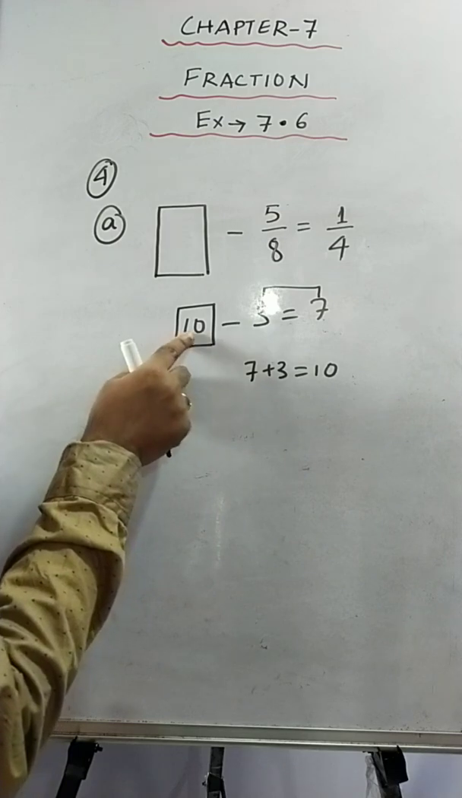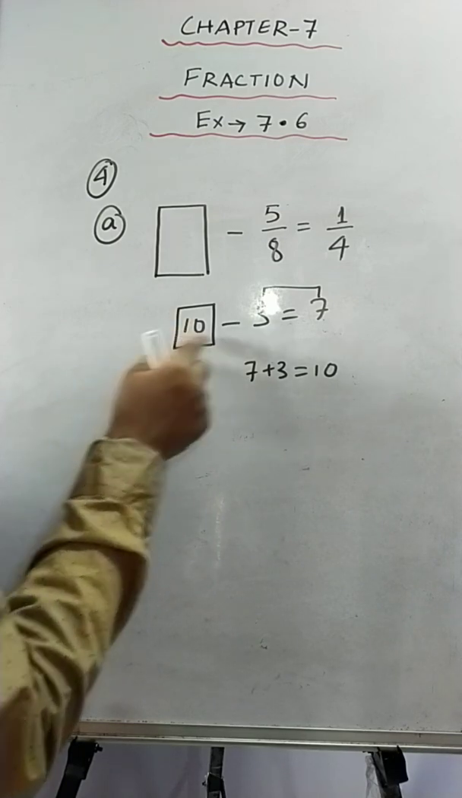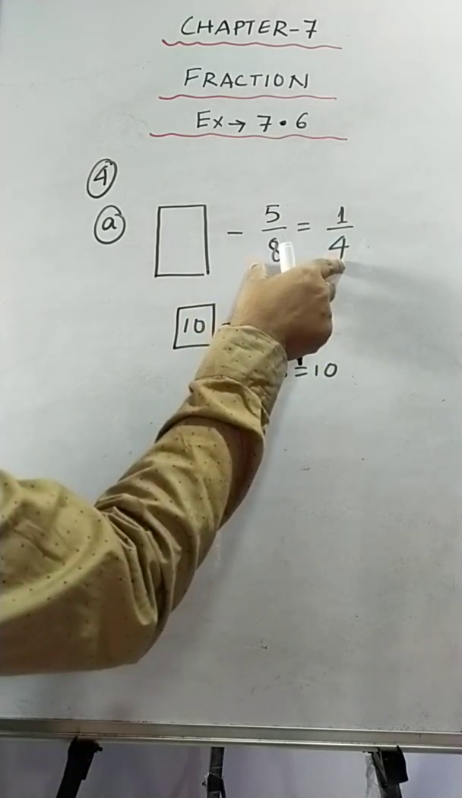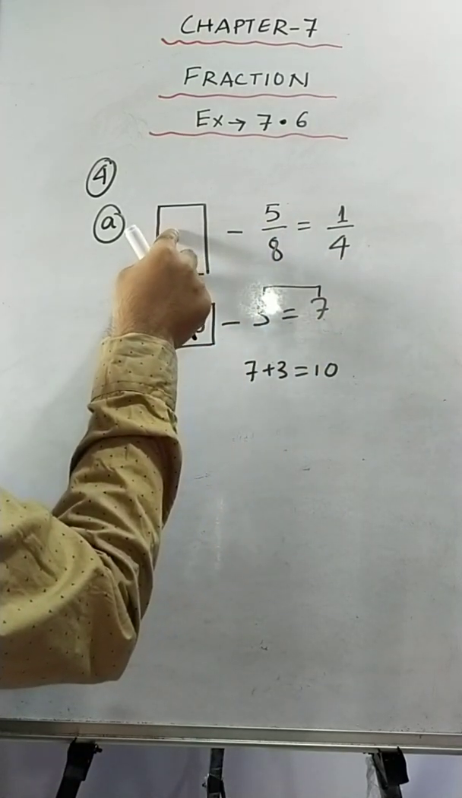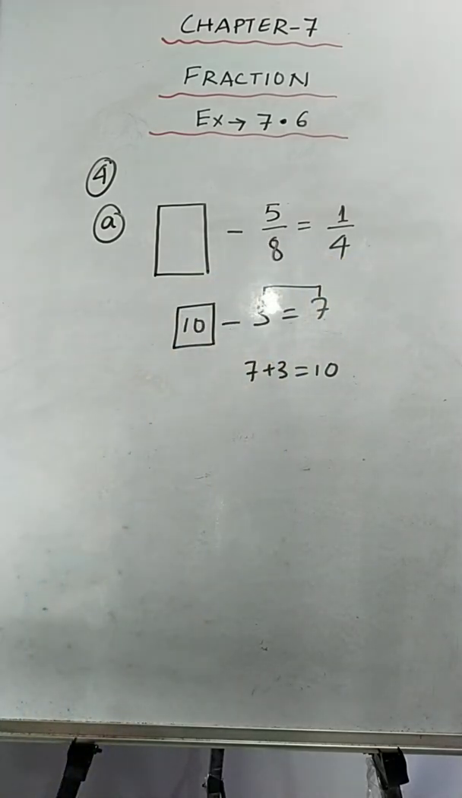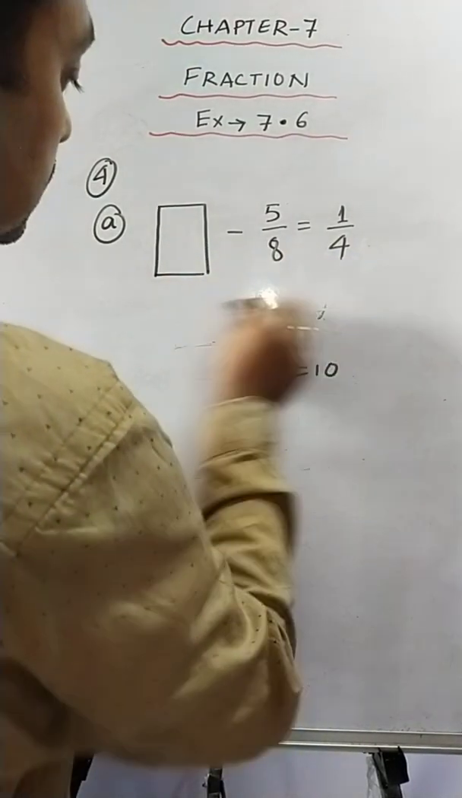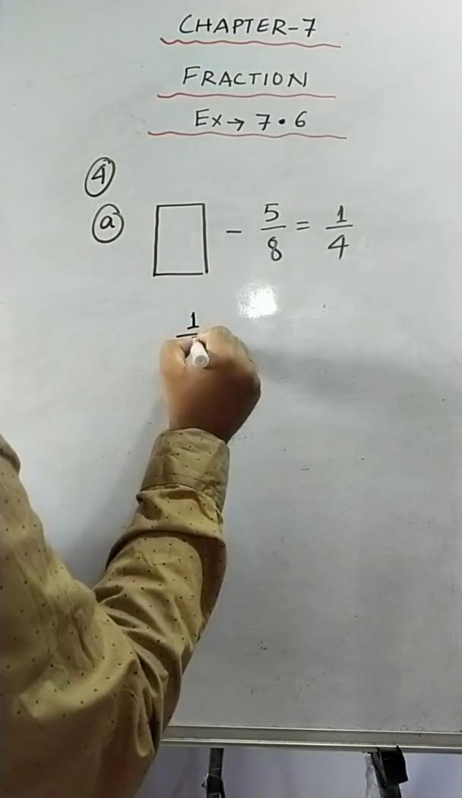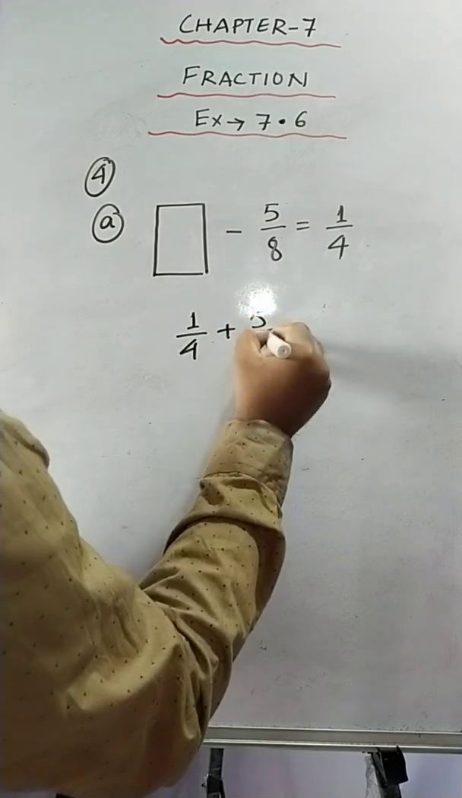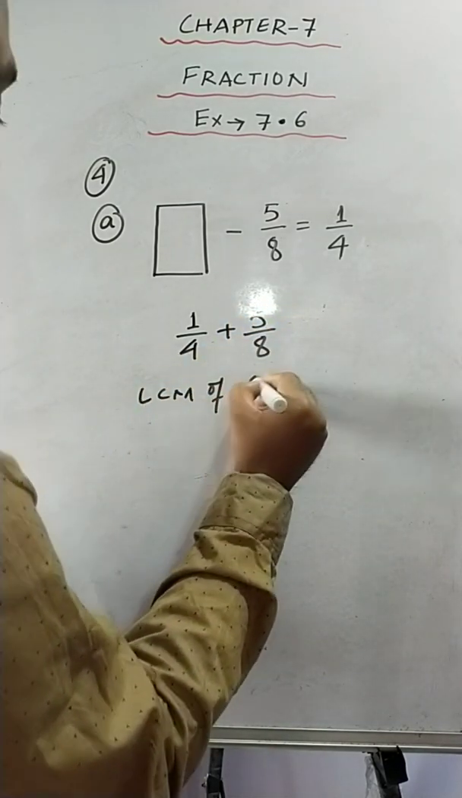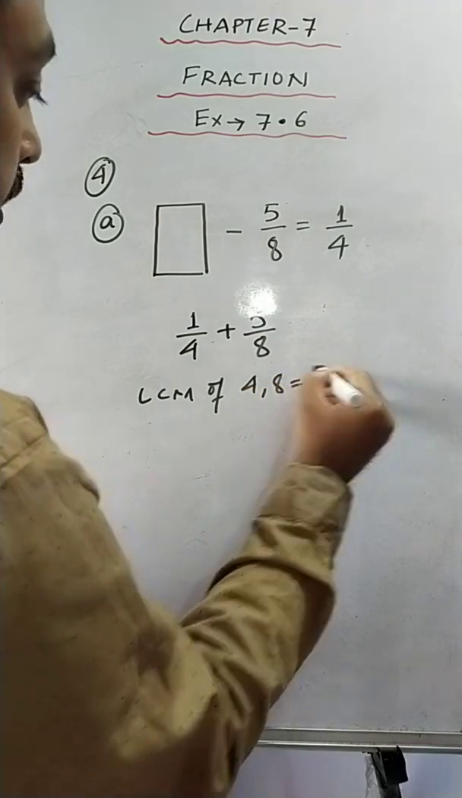So how am I getting this required number? Just by adding these two numbers, isn't it? The same thing you have to do with this. That means to get this required fraction, you have to add these two fractions. Okay, so now we'll add it. So 1 by 4 plus 5 by 8. We have to find the LCM of 4 and 8. LCM of 4 and 8 would be 8 only.